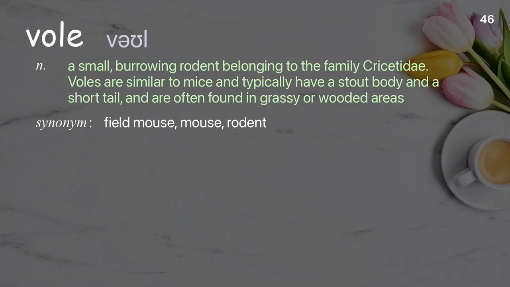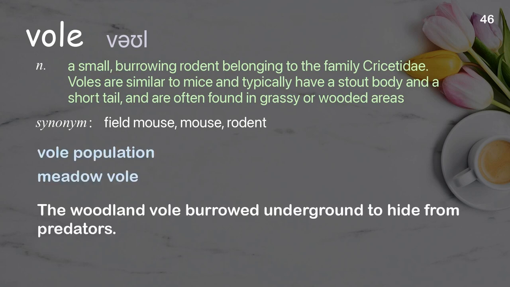Vole. A small, burrowing rodent belonging to the family Chrysetidae. Voles are similar to mice and typically have a stout body and a short tail, and are often found in grassy or wooded areas. Examples: vole population, meadow vole. The woodland vole burrowed underground to hide from predators.